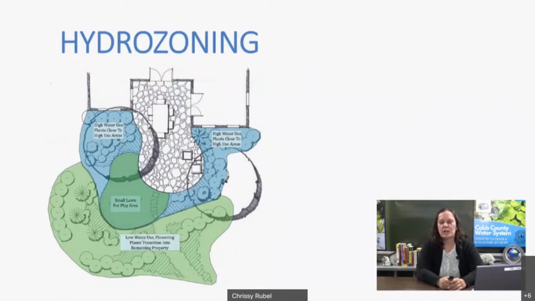So what we were talking about was hydrozoning. So grouping those plants together to make sure that when you plant them, you're actually watering them in the proper amount, and you don't have to worry about one little section needing more water than another section. So that's what hydrozoning is.